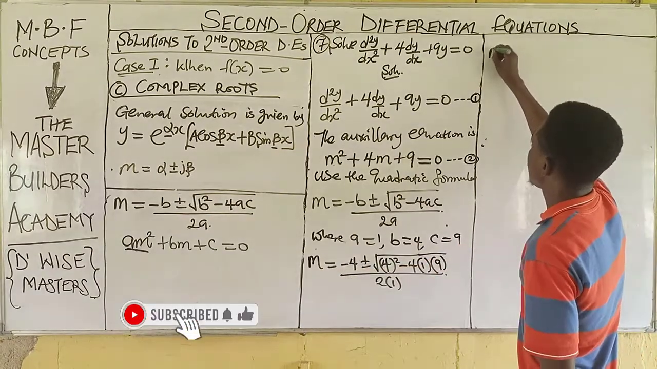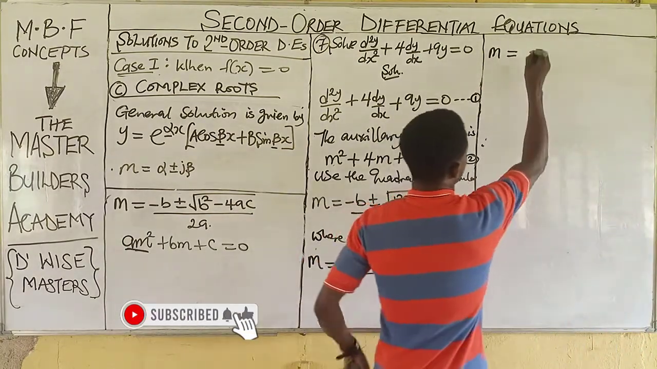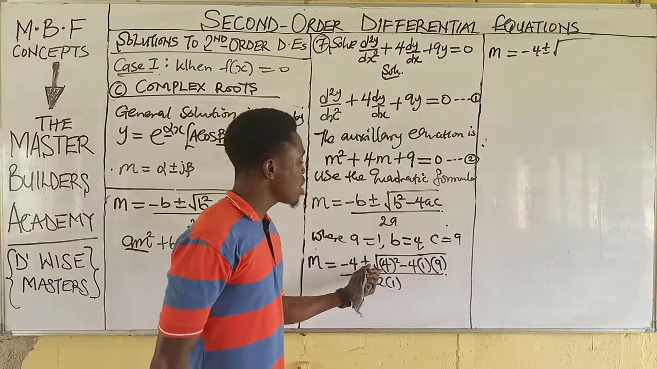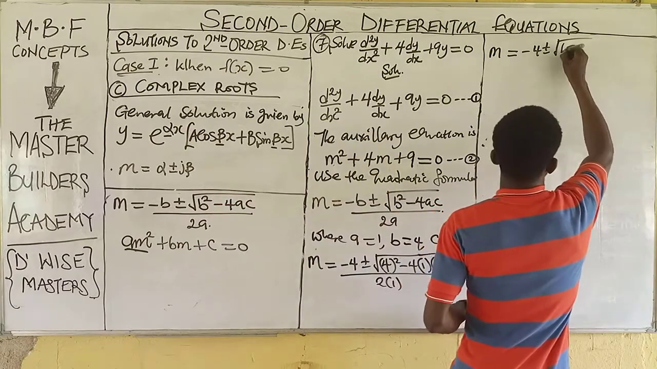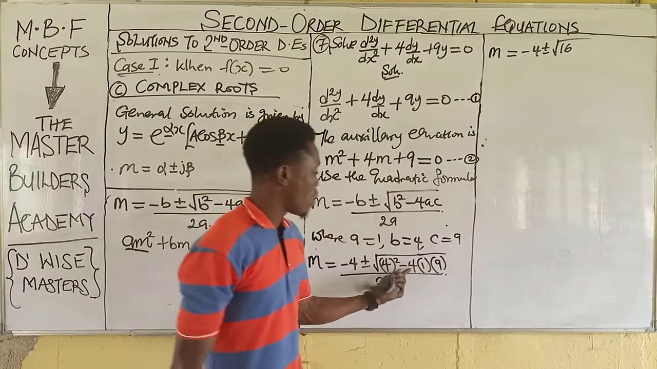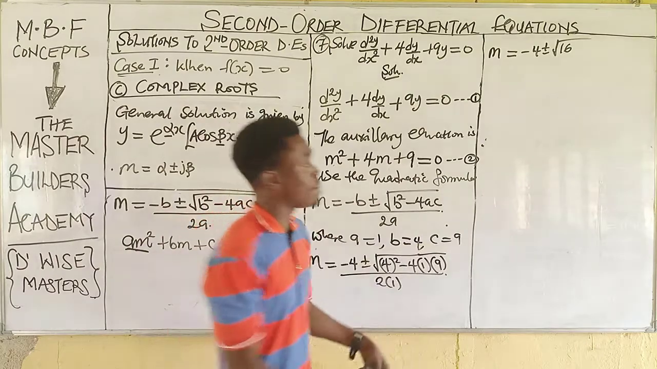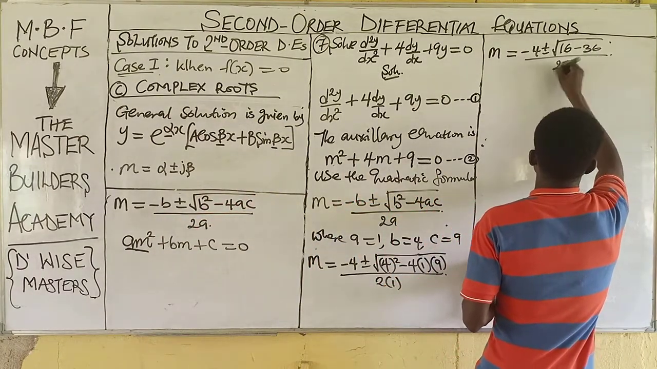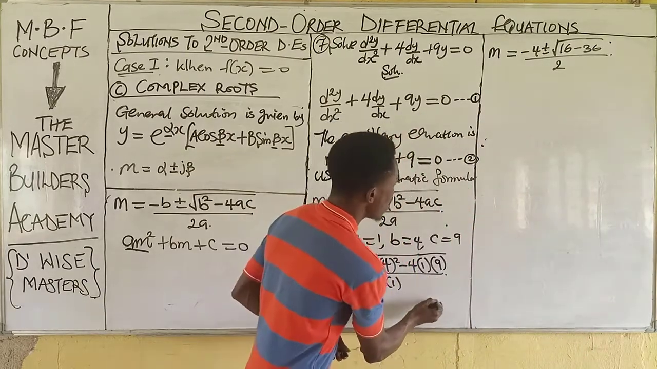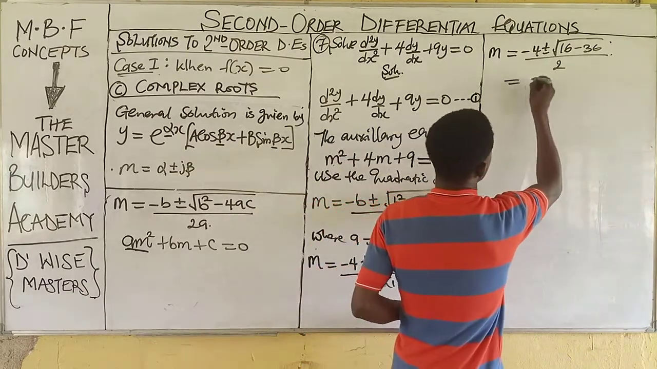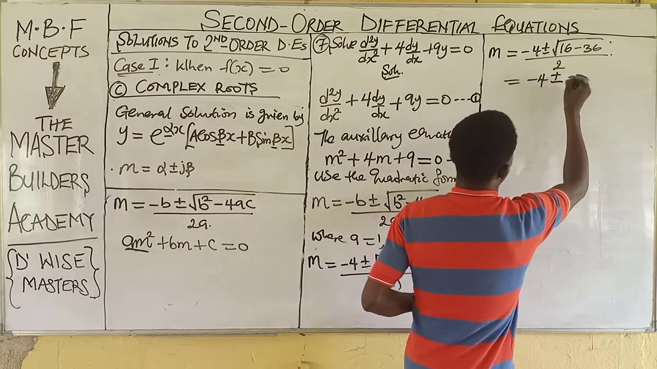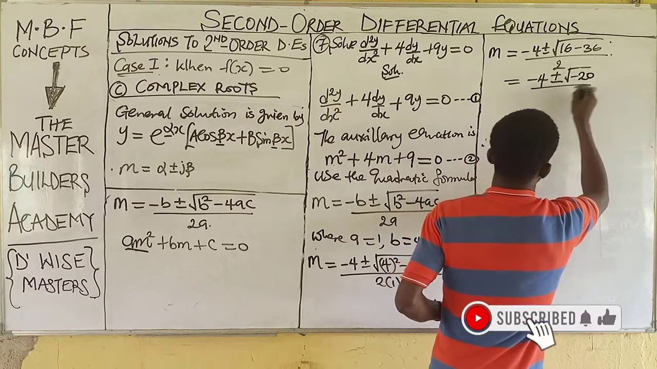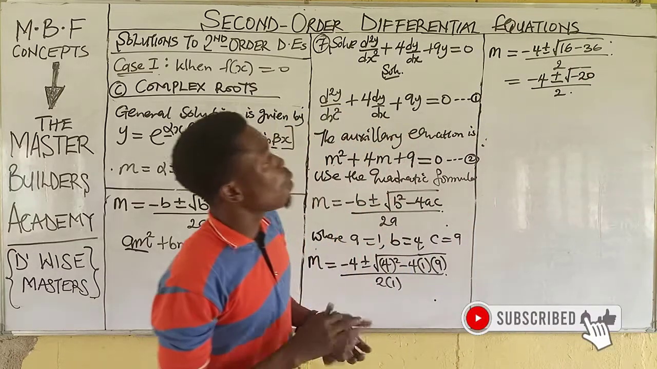Okay, so now we have m is equal to minus 4 plus or minus the square root. When you square 4, we have 16. When you multiply 4 by 1, you have 4, and multiplying 4 by 9 gives 36. So this gives us negative 36, all over 2 multiplied by 1, which is 2. So at this point we have minus 4 plus or minus the square root of minus 20, all over 2.